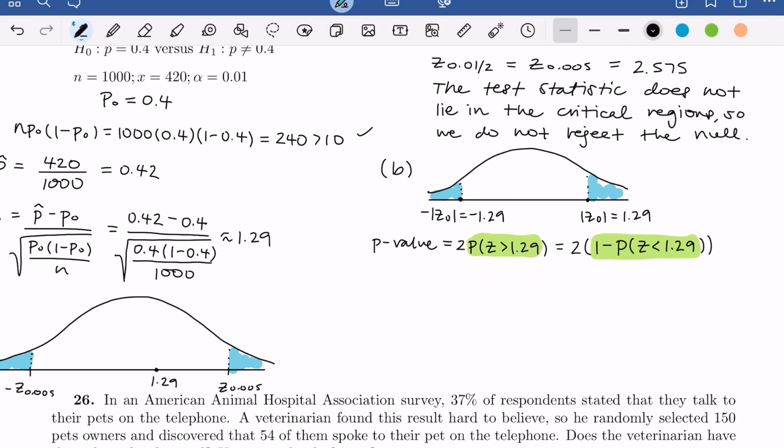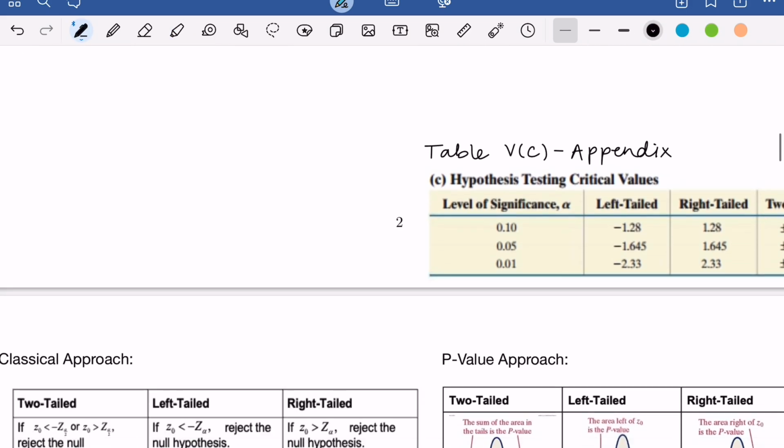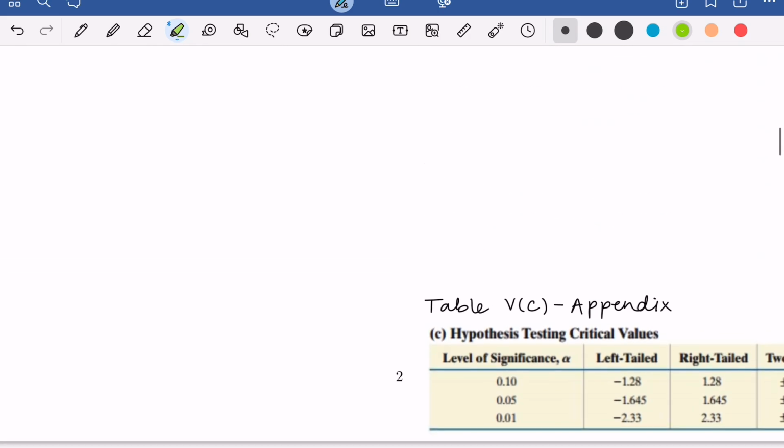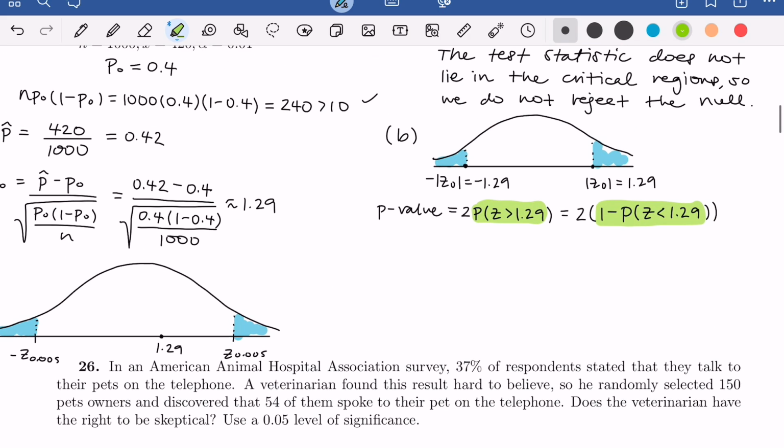All right, so what we're going to do then is go back to our standard normal distribution table here. So we're looking at 1.29. So 1.2 is there, and then 0.09. So that's going to give us a value of 0.9015. So we're going to plug this back into this formula here.